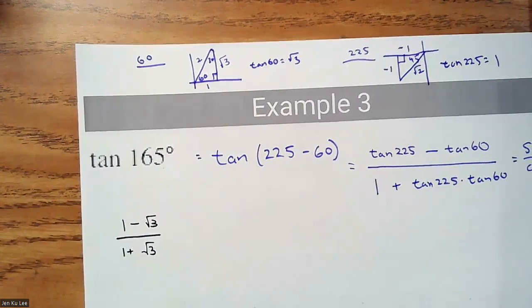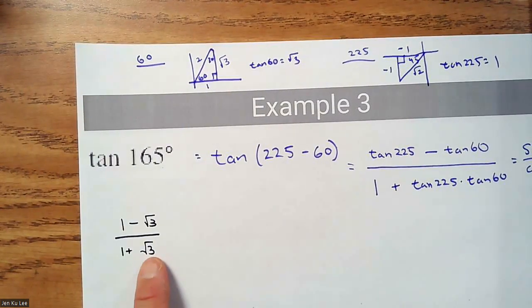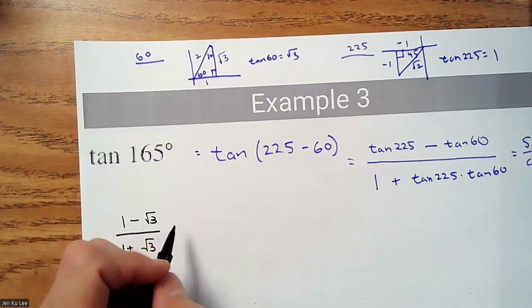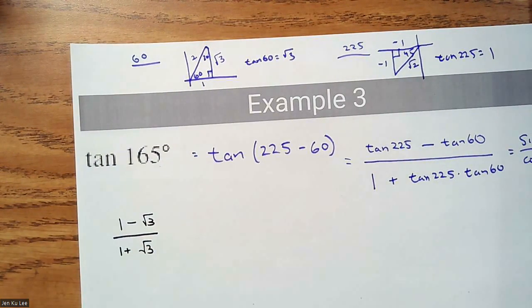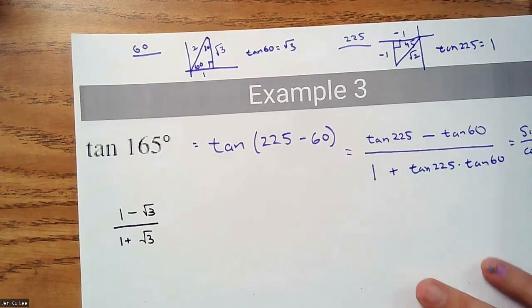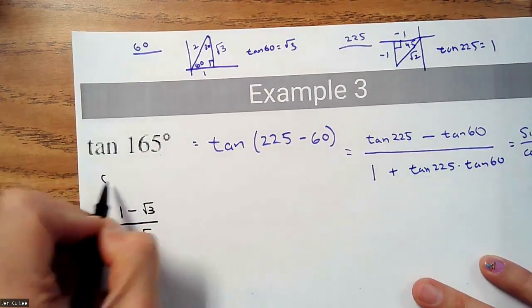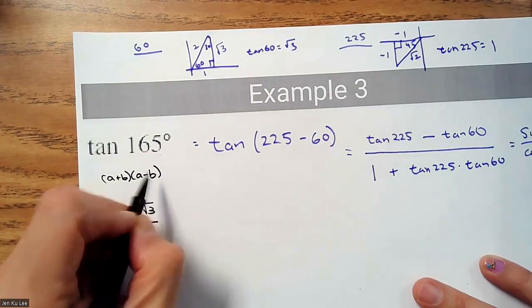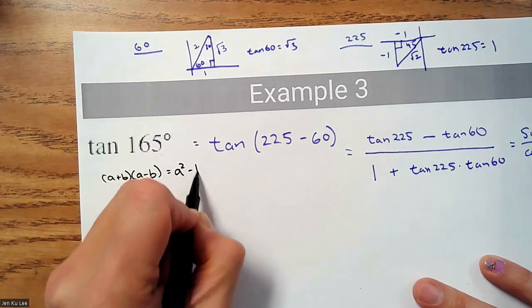Okay. But notice that I have a denominator, or I have a square root in my denominator. So what I need to do is, just like the example that we did previous to the lesson, a plus b times a minus b equals a squared minus b squared. I'm going to use the difference of squares to get rid of them.